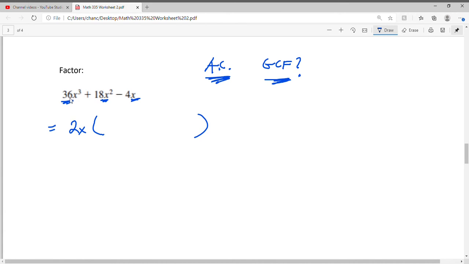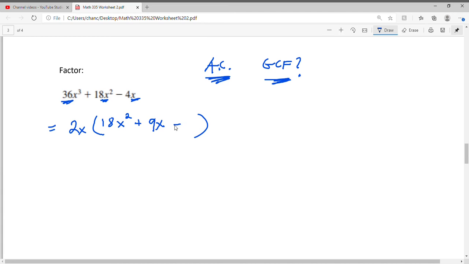2 times what gives us 36? Well, that's got to be 18x. And then I need to make an x cubed, so this has to be squared, because if I multiply 2x times 18x squared, I get that 36x cubed. So I know this is right. And we're going to add 2 times what gives us 18? Well, I need a 9. But we need to get an x squared here, so we'll need to put an x.